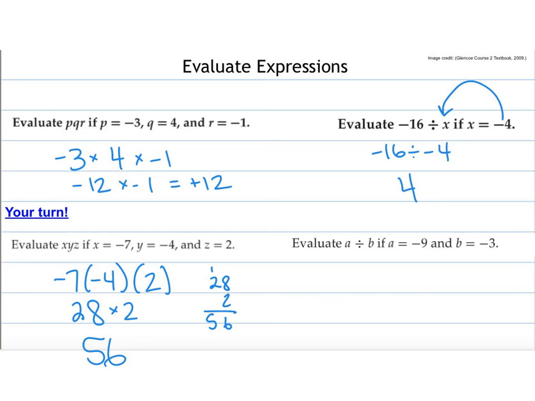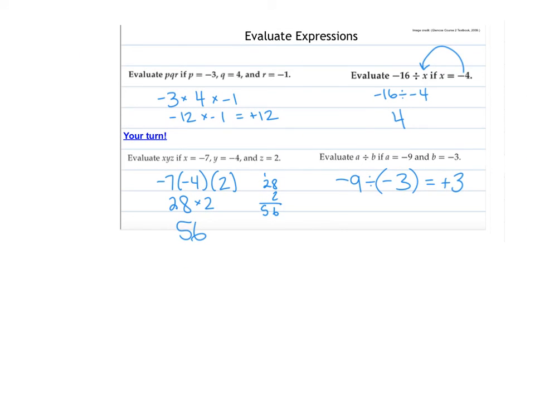Evaluate a divided by b if a equals negative 9 and b equals negative 3. Well, negative divided by negative equals a positive. 9 divided by 3 equals positive 3. Okay, so the biggest things to remember: a negative times or divided by a positive is a negative, and a negative divided by or multiplied by a negative equals a positive.